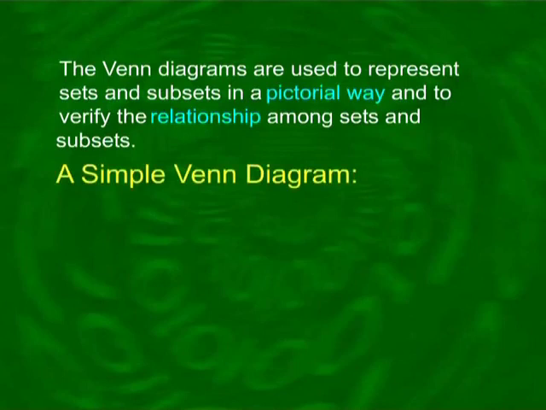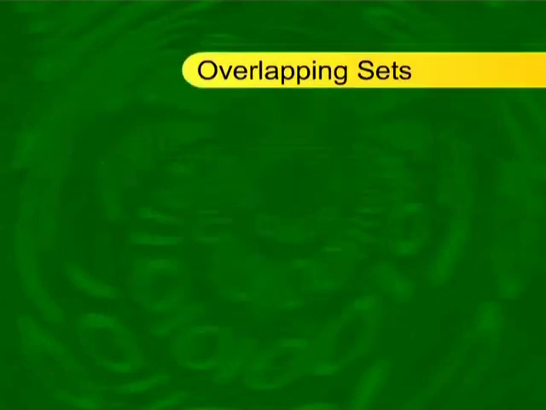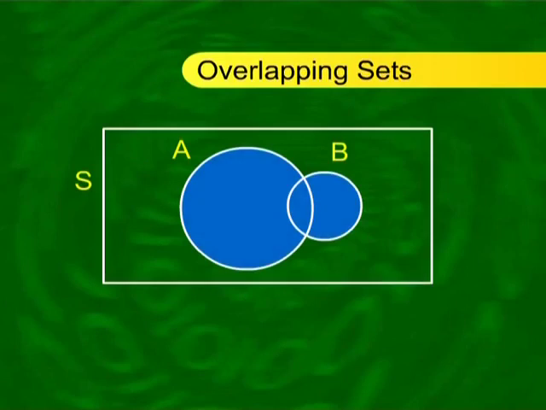A simple Venn diagram is of the form that you now see on the screen, and the one that you see at this time pertains to disjoint sets, those two which do not have any element in common. On the contrary, if there are two sets A and B such that they have a few elements in common, then the Venn diagram is of the form that you now see on the screen.